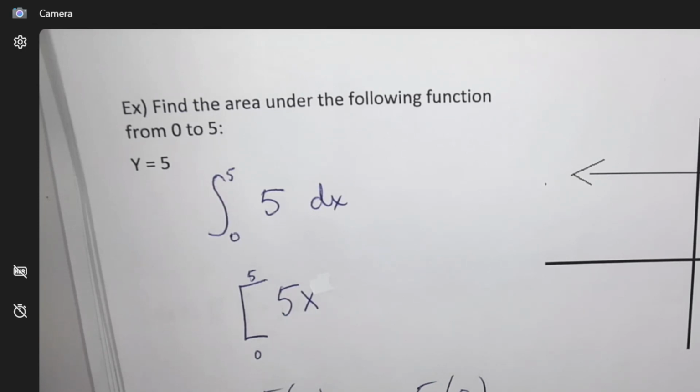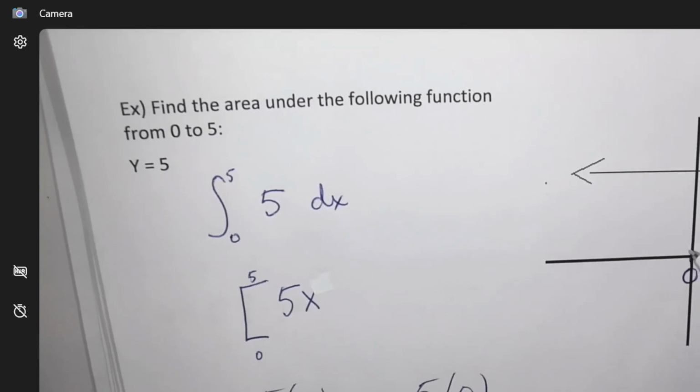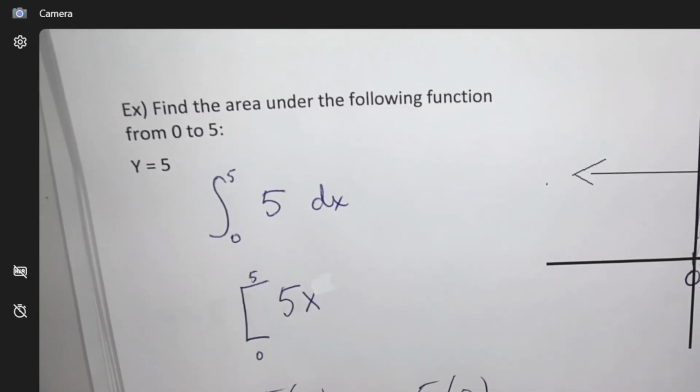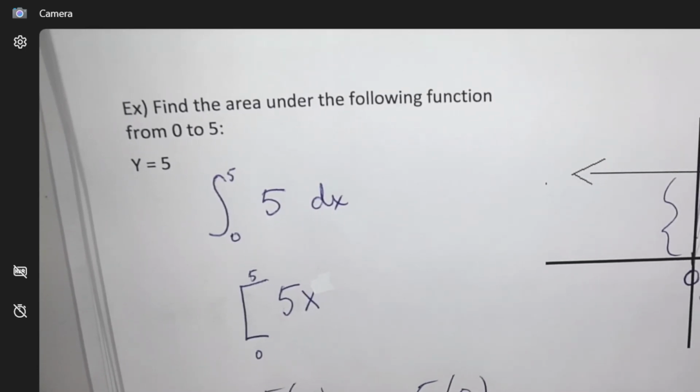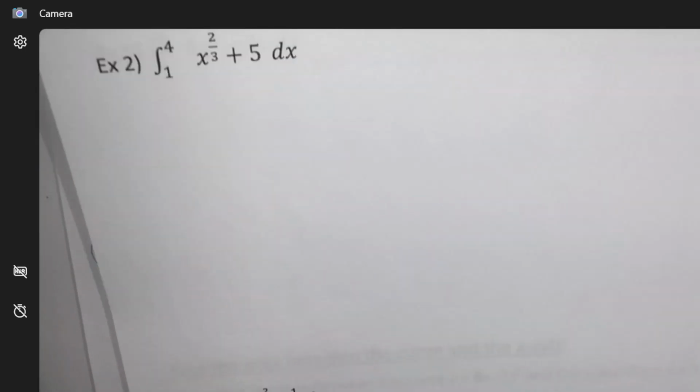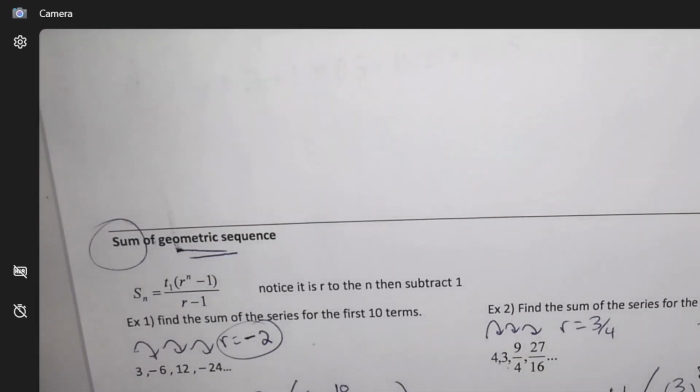Okay, if I do this with a shape, from the x value 0 to the x value 5, what is the area under this constant line? So what's the area of this 5 by 5? Did we match? Yeah. Okay, let's try a little bit more challenging ones.